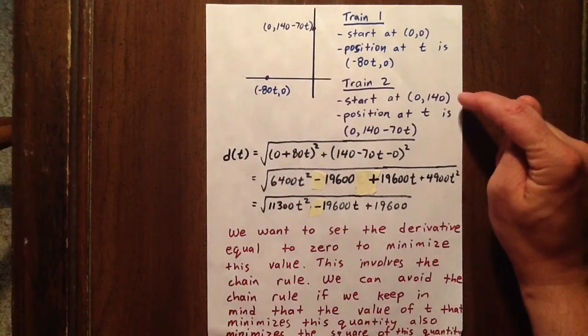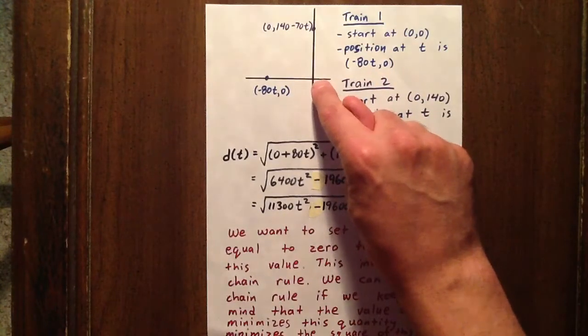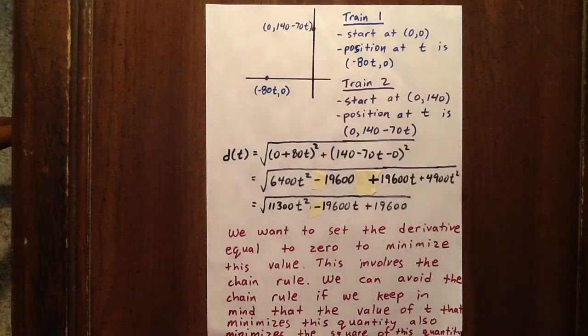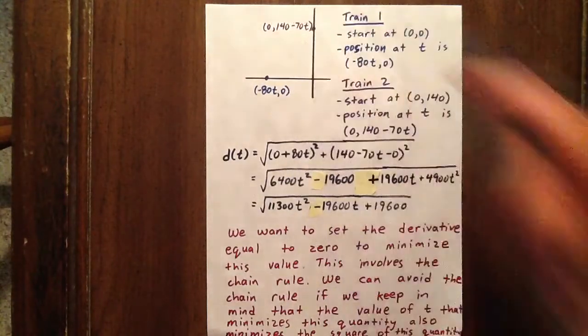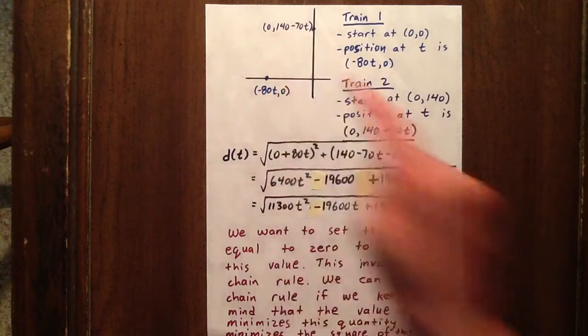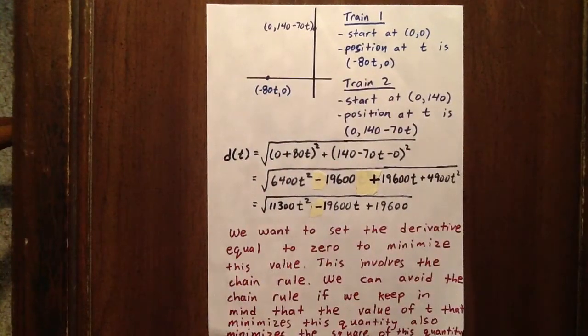The second train gets to the station traveling 70 kilometers an hour after 2 hours, so it must have been 140 kilometers away. Since it's traveling south, it must have been positive 140 to start. And so the y-coordinate of that second train is going to be 140 minus 70t at any given time t.